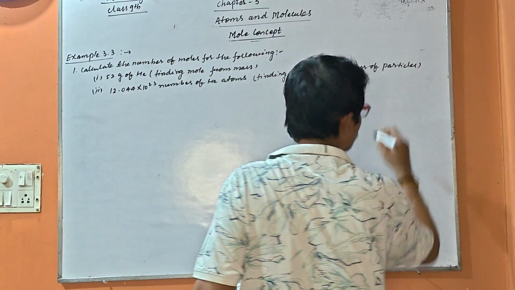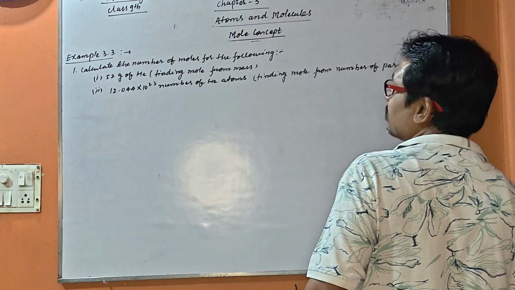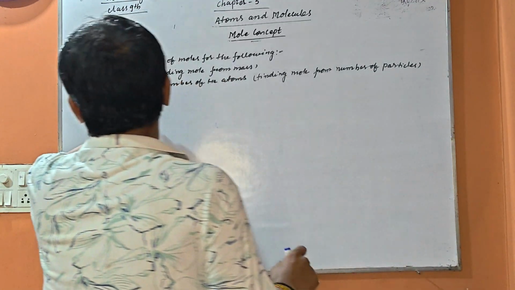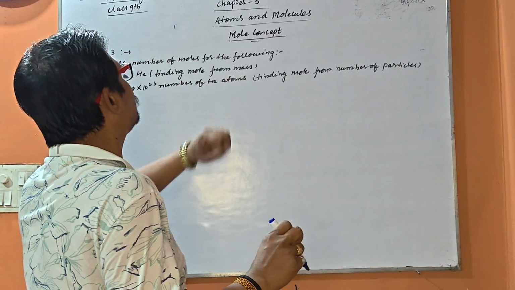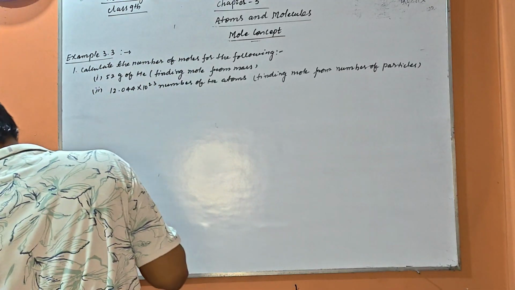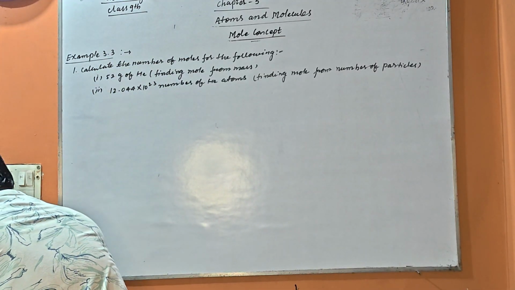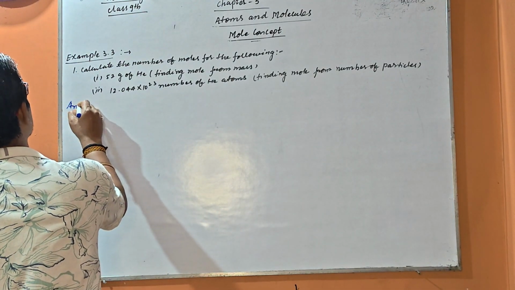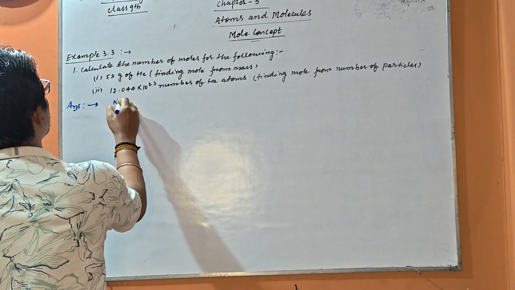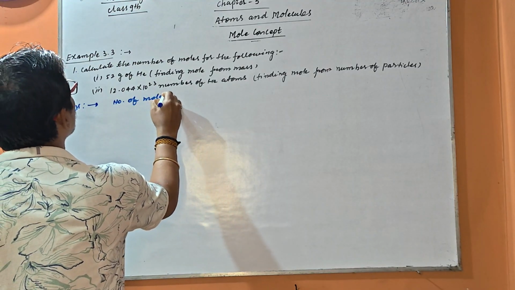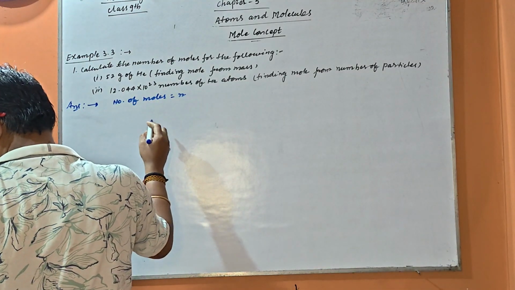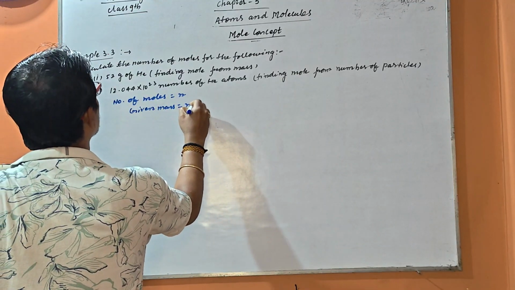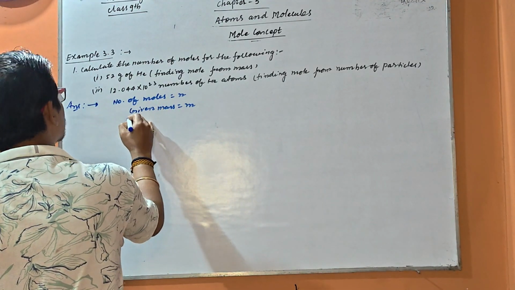So my dear student, this is the question. Let's first understand the question. Calculate the number of moles for the following: 52 gram of He, finding mole from mass, and 12.044 into 10 to the power 23 atoms, finding mole from number of particles. So let us understand these things in a clear way. Answer. Number of moles is equal to n. Given mass is equal to m. Molar mass is equal to M.